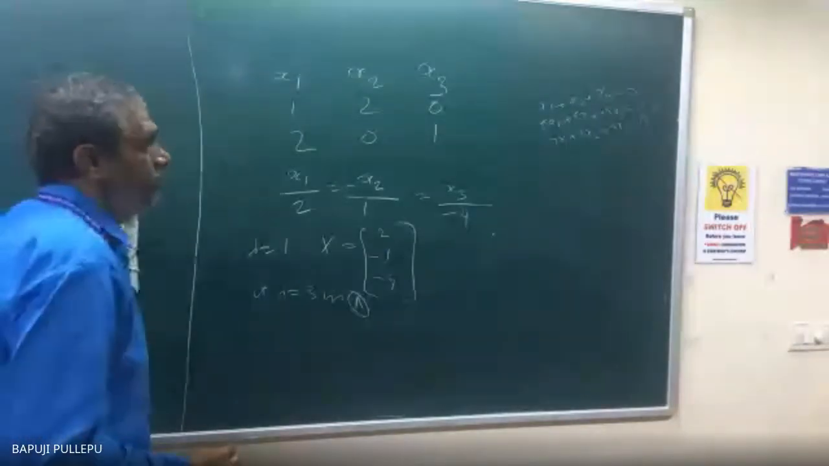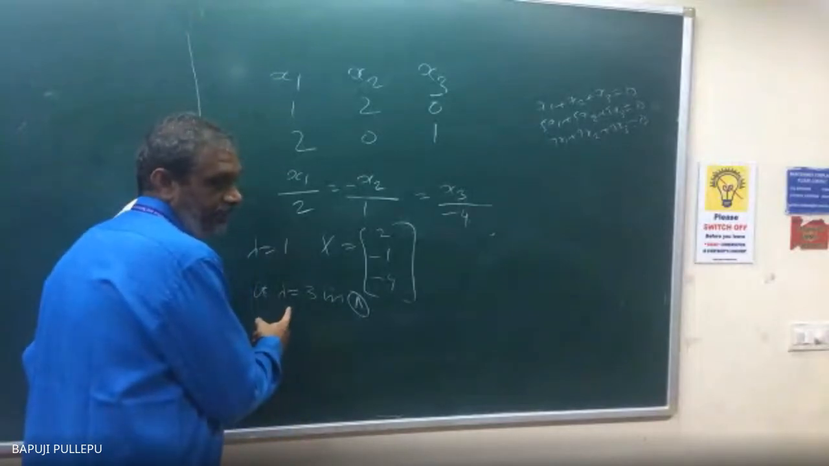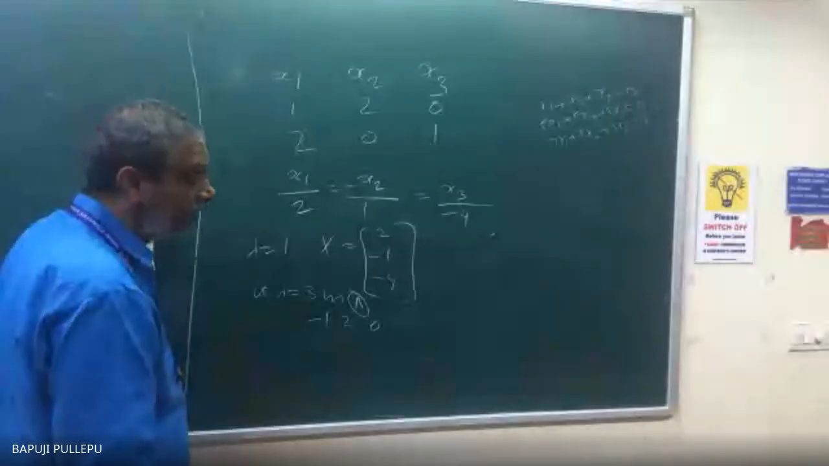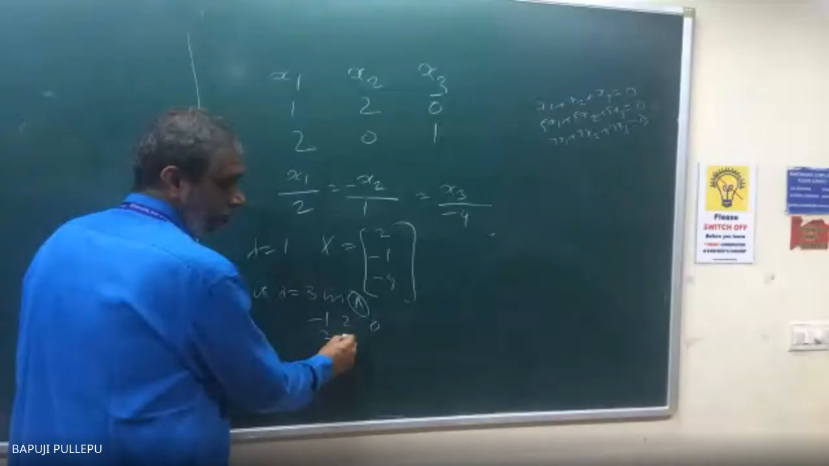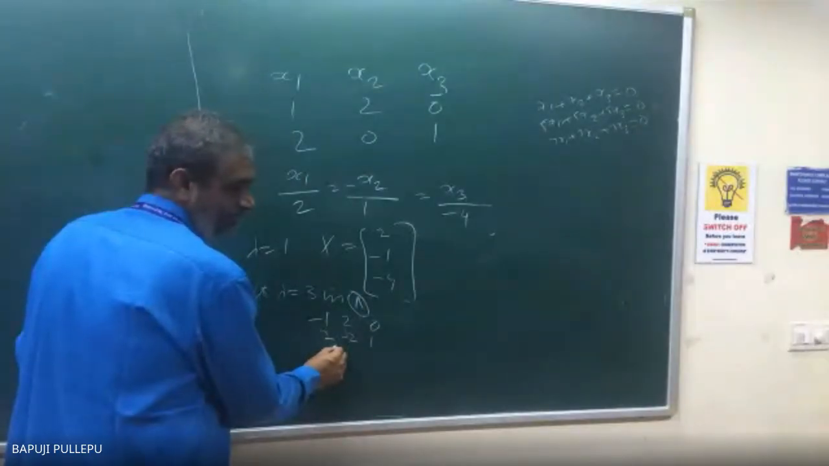-1, 2, 0. Wait, coming. That is 2 minus 3. So don't confuse, no confusion. I am going directly. -1, 2, 0. Next, 2, -2, 1. Third fellow.